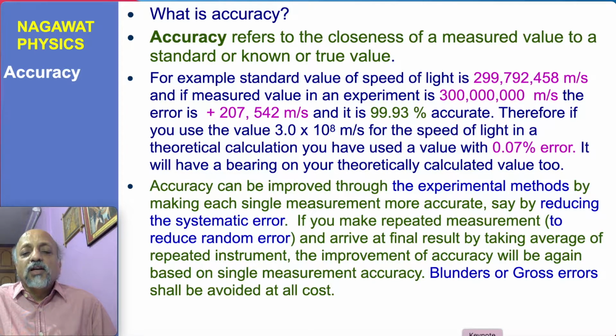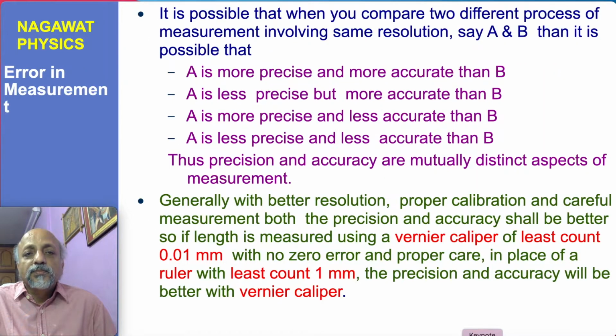Blunders or gross errors cannot be permitted in scientific deliberations, and therefore you should avoid blunders and gross errors in experimental measurement. And if it happens, then the particular data involving blunders or gross error should not be considered for determining the average value if you are using repeated measurement to minimize the random error.